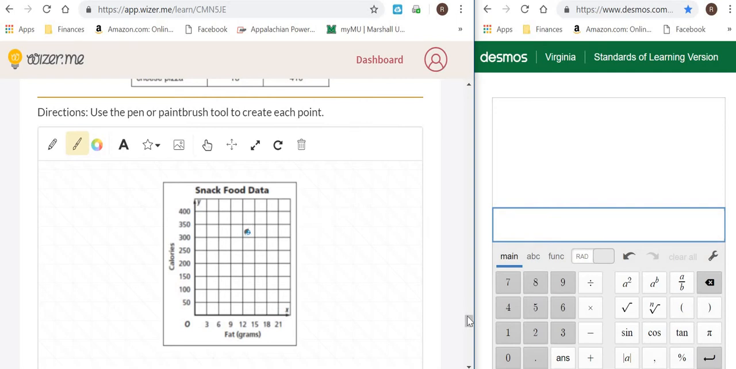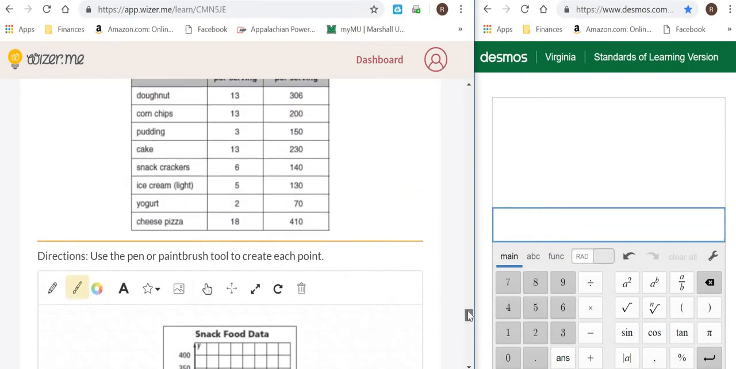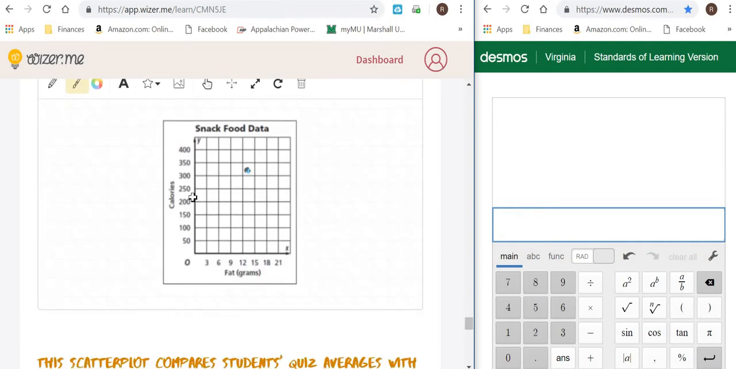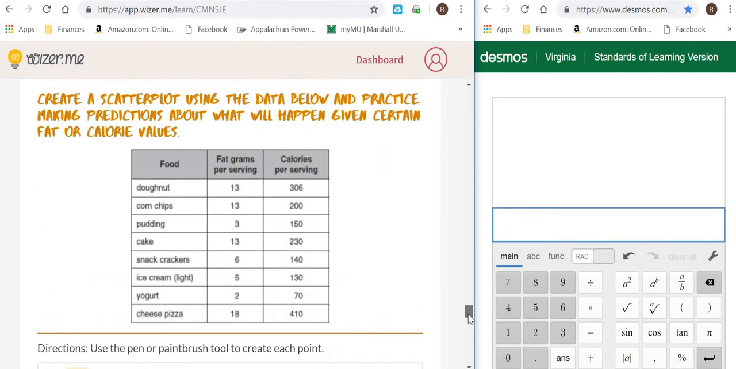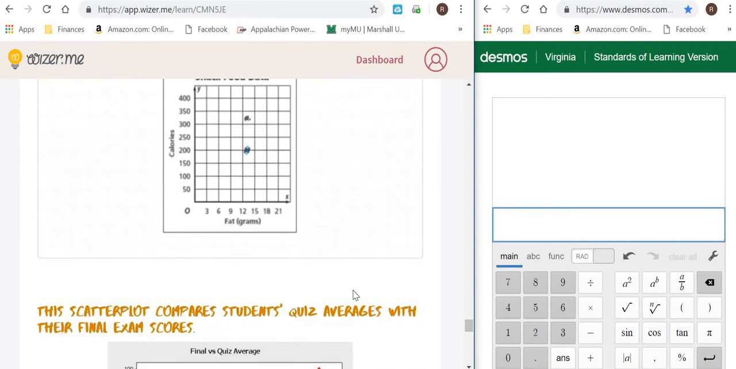Okay, so now let's look up at the next one. We've got corn chips, 13 and 200. So we're going to go to 13 again, but this time we're going to be down here at 200 with that little mark. Okay, then for pudding, it's 3 and 150. So here's 3 and here's 150. So I've got a piece of data right there.